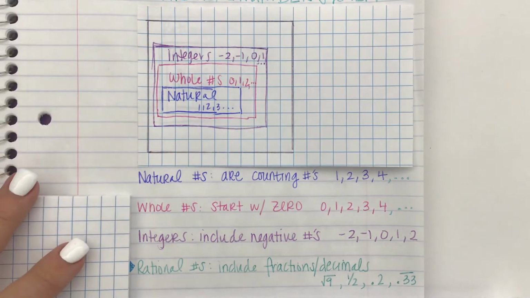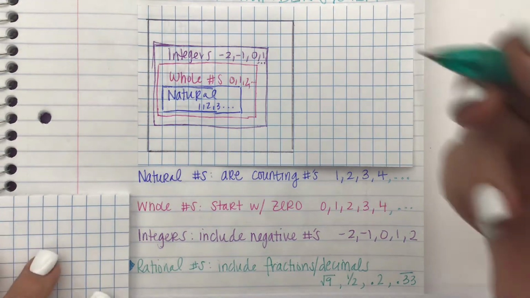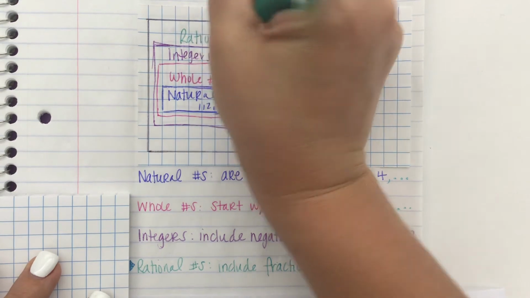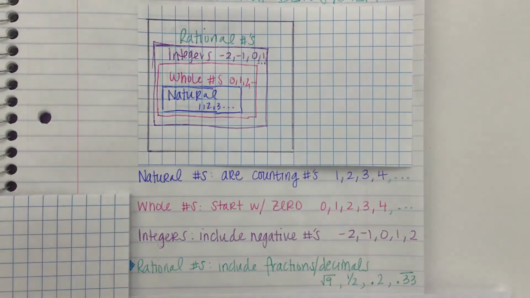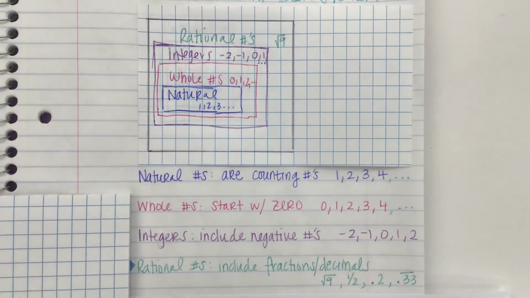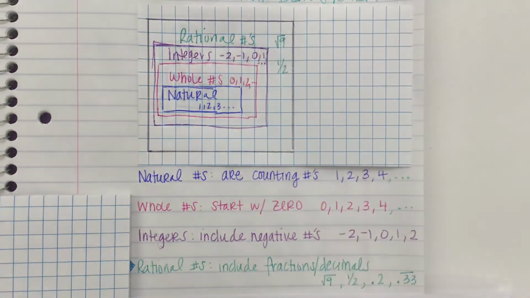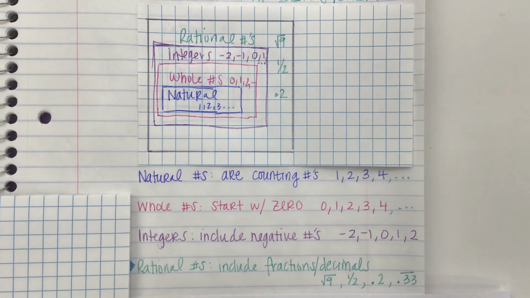Okay, and finally, we have rational numbers. Okay, so rational numbers are natural numbers, are whole numbers, are integers, but they also include fractions and decimals and any number that can be written as a fraction. That's a rational number. You obviously know what fractions are. Now you just have a name for those numbers. They're called rational numbers. Rational numbers are any number that can be written as a fraction. For example, the square root of 9 equals 3, and 3 you can write as 3/1. Okay. And 1/2. And 0.2, you can write as a fraction because 0.2 actually equals 2 over 10, which equals 1 over 5, which is a fraction.